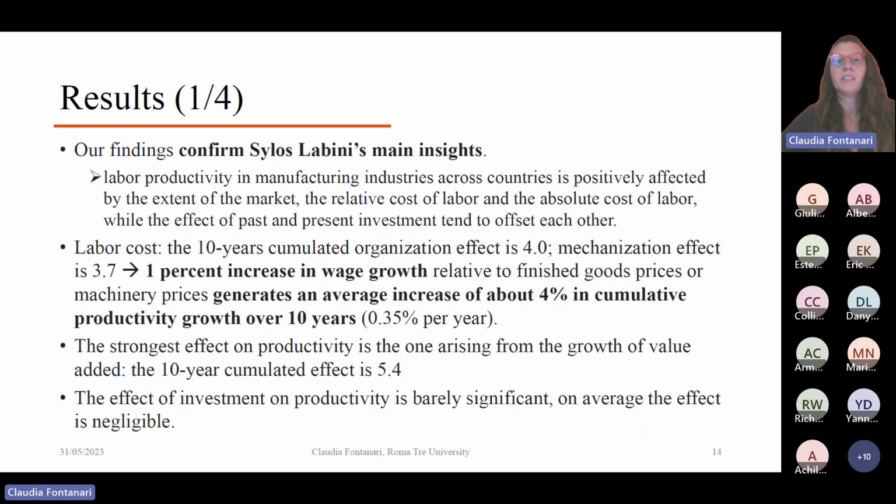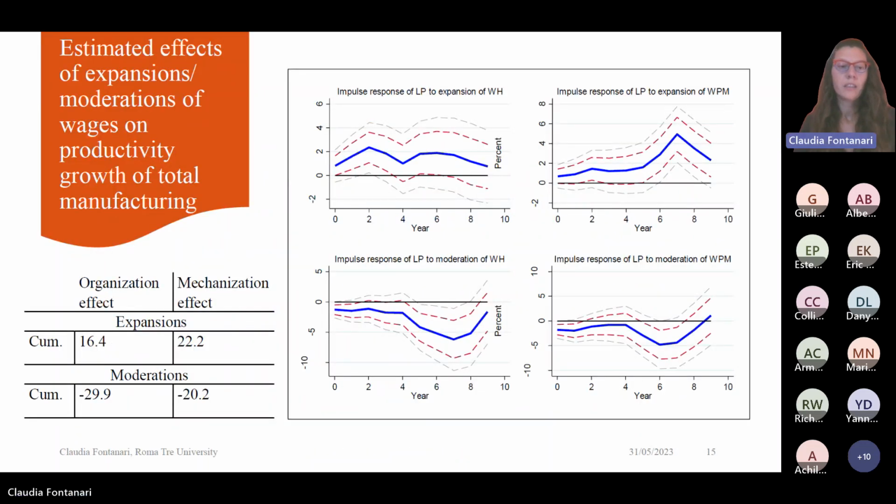That is the one arising from the growth of value added, which is on average equal to 5.4. Then the second step of my analysis is when we focus on the expansion and moderation. Here we have only the 2 indicators of labor costs, so the organizational effect in the left column and the mechanization effect in the right one. And we have on the first line positive shocks, on the second line negative shocks.